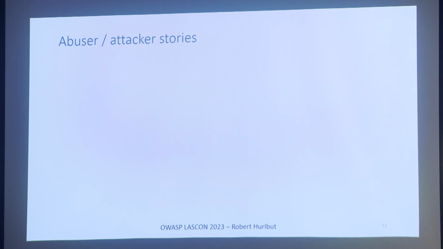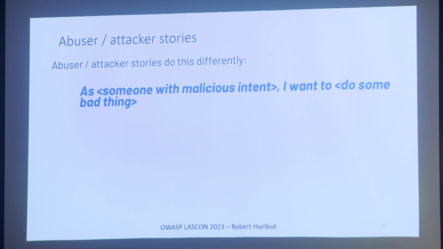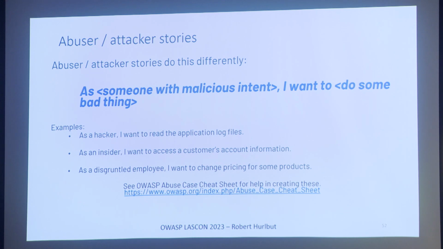I like to advocate more abuser or attacker stories, where you sort of turn this around. And so they do this a little differently. As someone with malicious intent, I want to do some bad thing. So some examples: as a hacker, I want to read the application log files. As an insider, I want to access the customer's account information. As a disgruntled employee, I want to change pricing for some products.